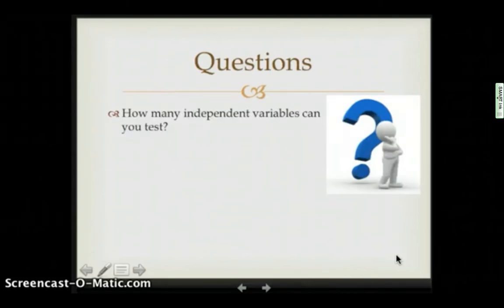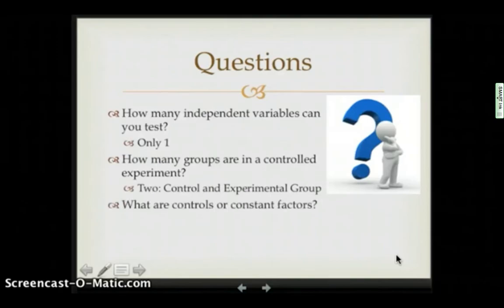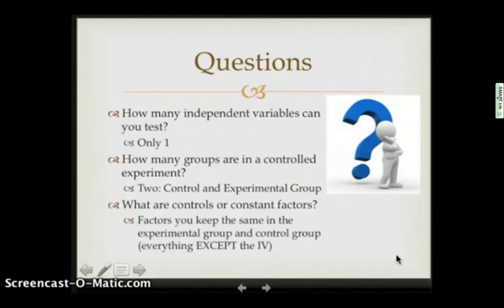How many independent variables can you test? Only one. How many groups are in a controlled experiment? Two, the control group and the experimental group. And what are controls or constant factors? They are factors you keep the same in the experimental group and control group. So it's everything except for the independent variable.